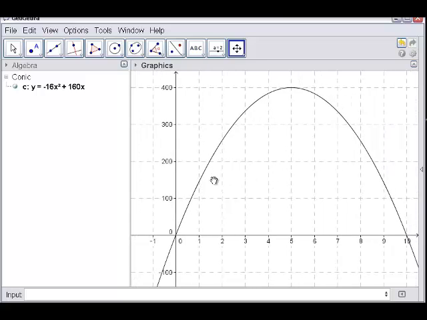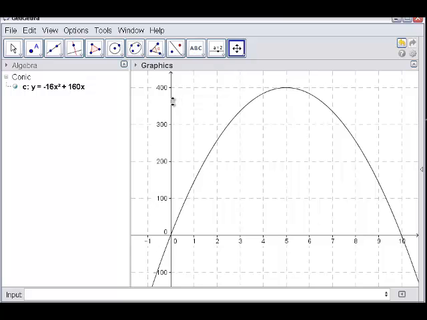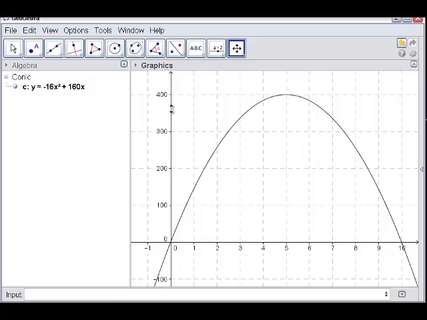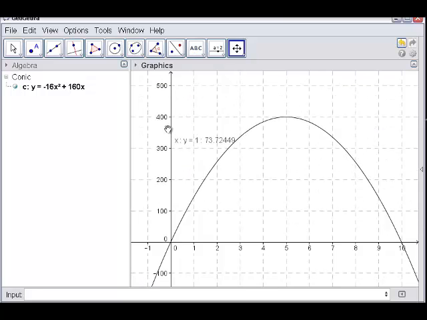Let's use GeoGebra to solve the problem. I've entered the equation and rescaled the axes to show the graph. I can see that my intercepts at the x-axis are 0 and 10. It confirms my answer. The axis of symmetry is halfway between 0 and 10, or at t equals 5 seconds.